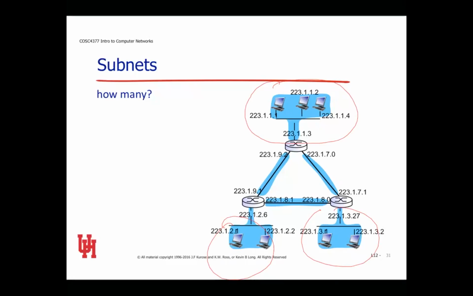And guess what? Every one of the links, even though there's only 2 devices on them, every one of these is a subnet as well. So I'm going to have to build 7 subnets, no, 6 subnets.